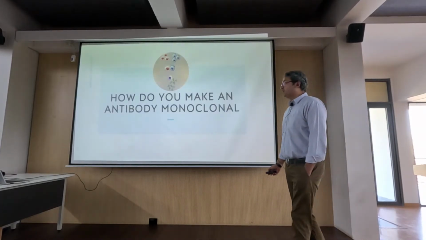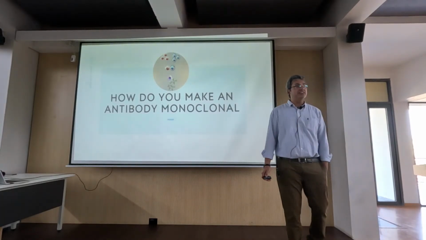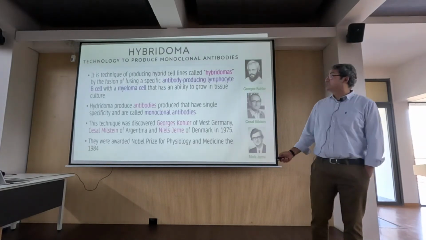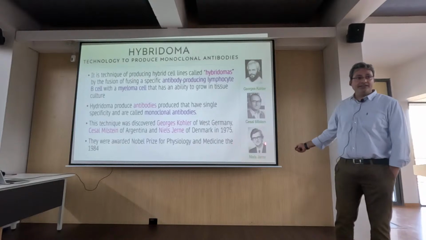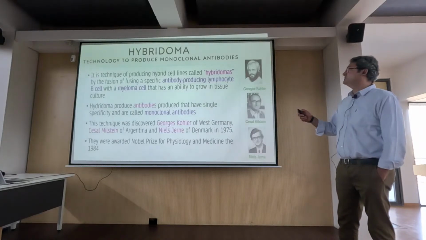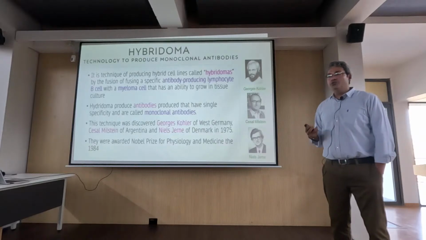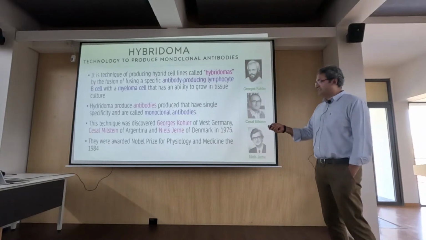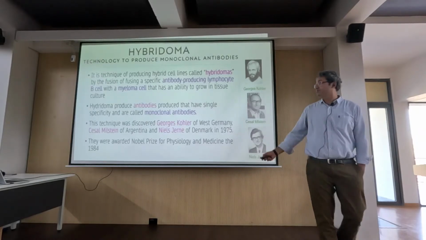So how do you make an antibody monoclonal? As we said, the first and the oldest technology to produce monoclonal antibody is through hybridoma. What do we do in hybridoma? So hybridoma technology was developed in 1975 by these three handsome scientists who got a Nobel Prize for this work. And what they did was a fusion technology of two different cell types, trying to utilize the characteristics of both these cell lines to get a fused cell which can produce antibody for a longer period of time.